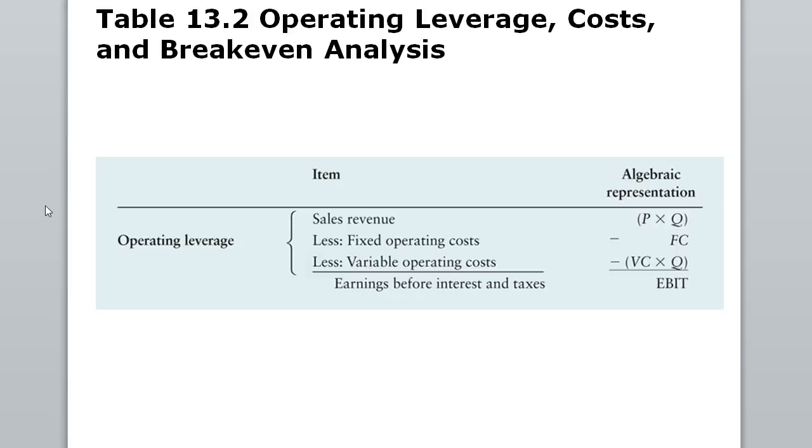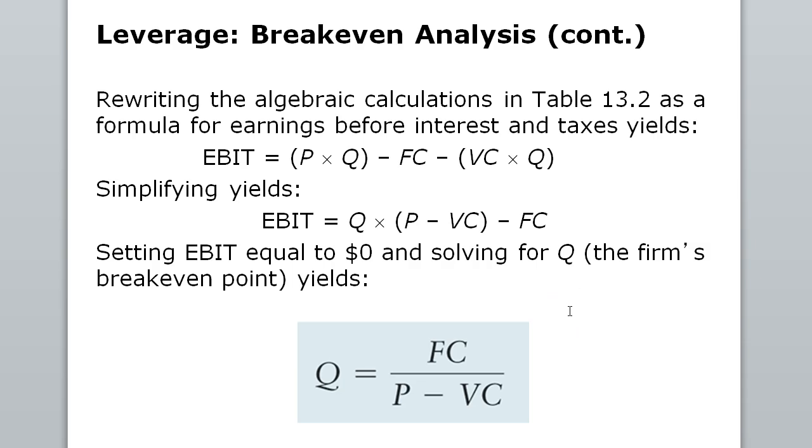Okay. So if we're doing the operating leverage cost and break-even analysis, we can assign these characters or variables to represent the different levels of the income statement. So the sales revenue is going to be P times Q, which is price times quantity, less the fixed cost, which is represented by FC, and less the variable cost, which we calculate by variable cost per unit times units. And then if we take the P times Q minus the fixed costs minus the variable costs, we get the EBIT, or operating profits.